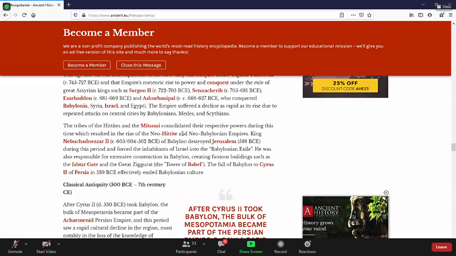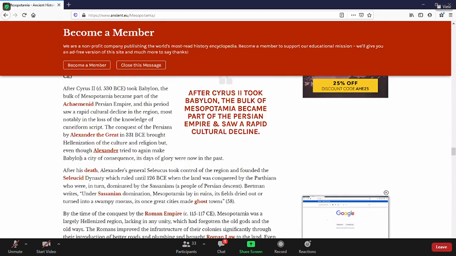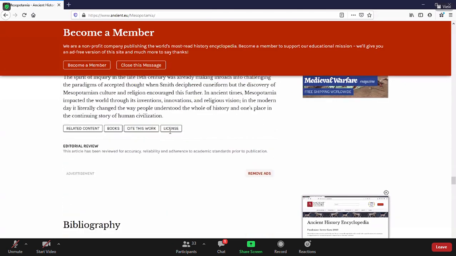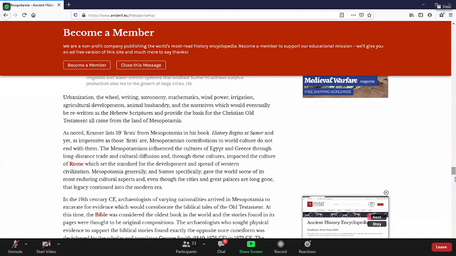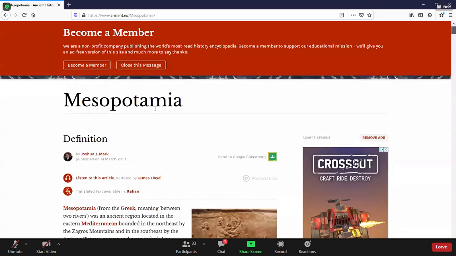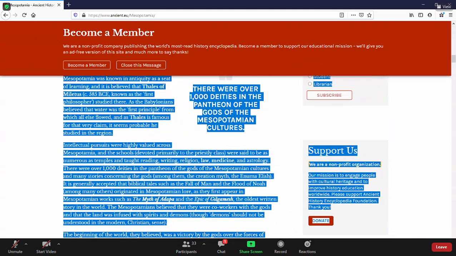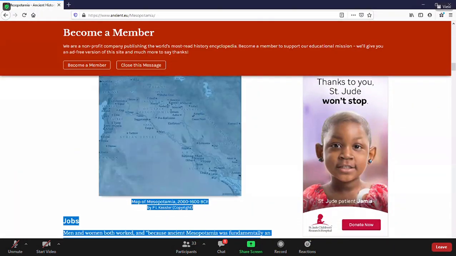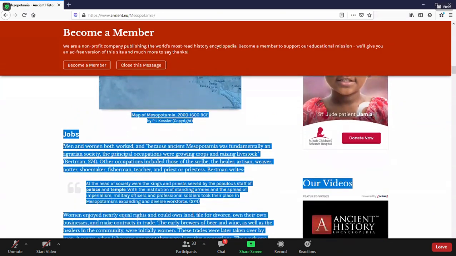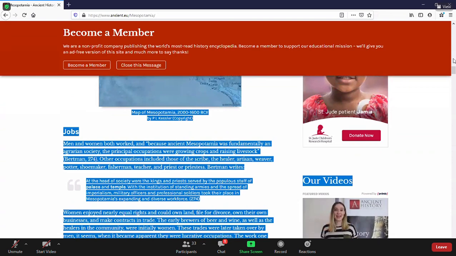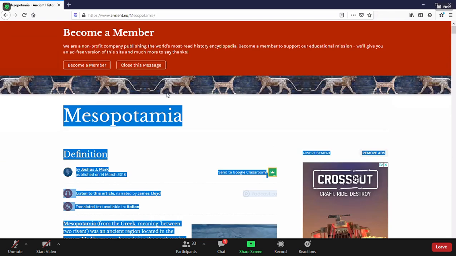So in addition to the book, you can come here and read up on this. If I were you, I would copy this and turn it into a Word document. And at the end, you put the website, so you know where you got it from.